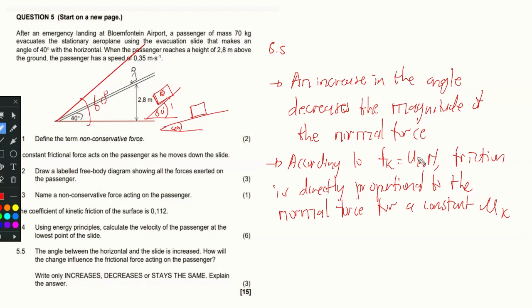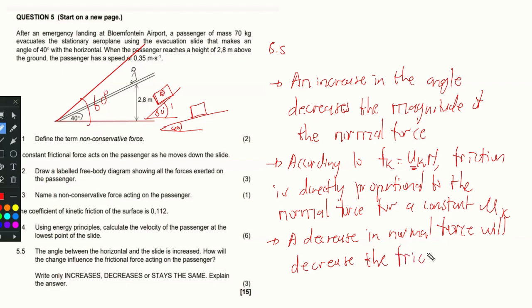So according to Fk equals mu k times N, if this remains constant, then friction will be directly proportional to the normal force for a constant mu k. Which means a decrease in normal force will decrease the what? Will decrease the frictional force, since we say it's directly proportional. So now to answer our question, what are we going to say? Decreases.